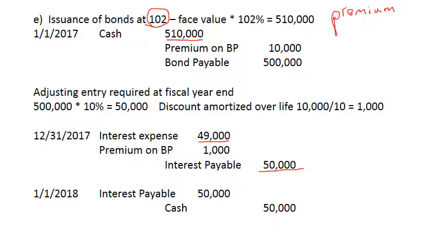And again, the amount of the payment is the same regardless of whether it's sold at face, a discount, or a premium, because that is going to be based on the face value and the interest rate that are stated on the bond.